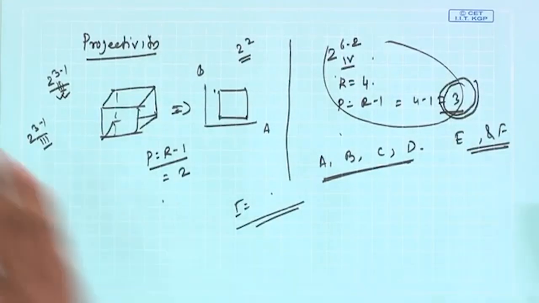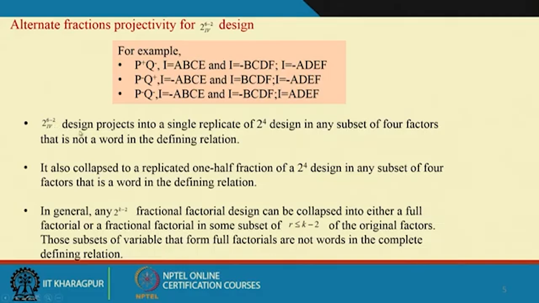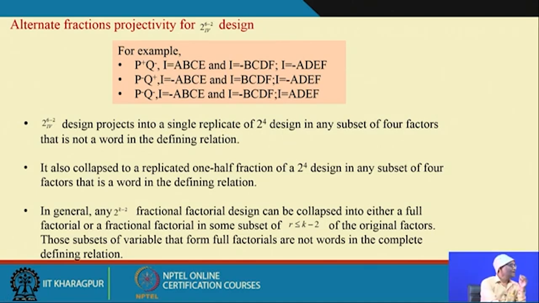So, let me repeat here that a 2 to the power 6 minus 2 design projects into a single replicate of a 2 to the power 4 design in any subset of factors that is not in a word of the defining relations.